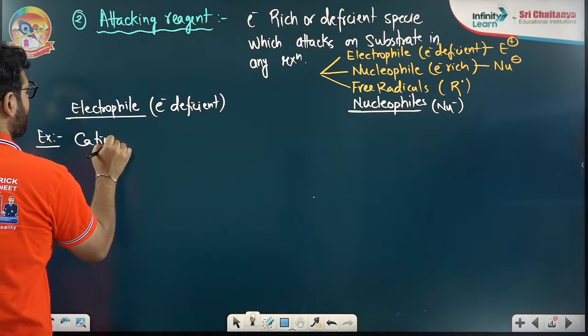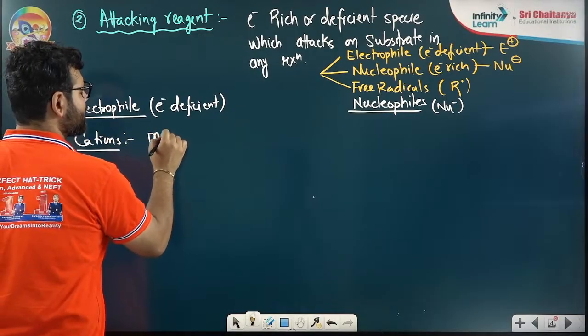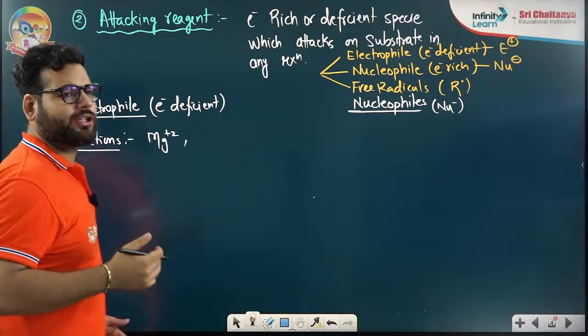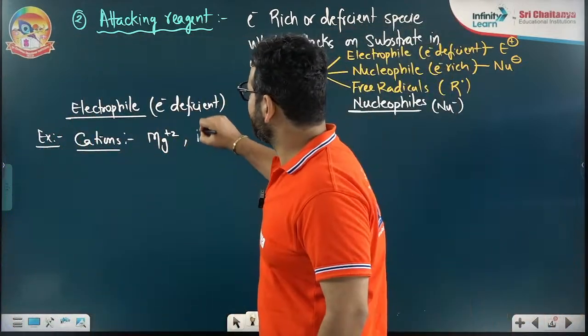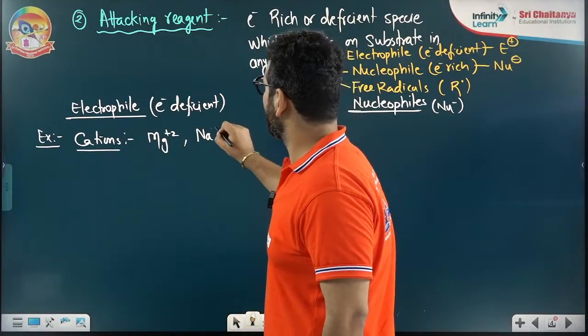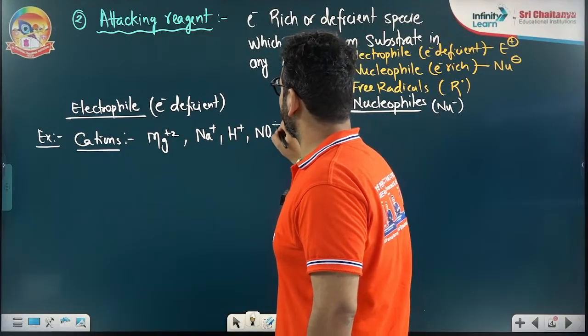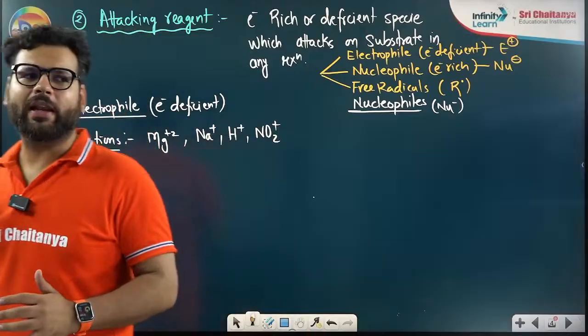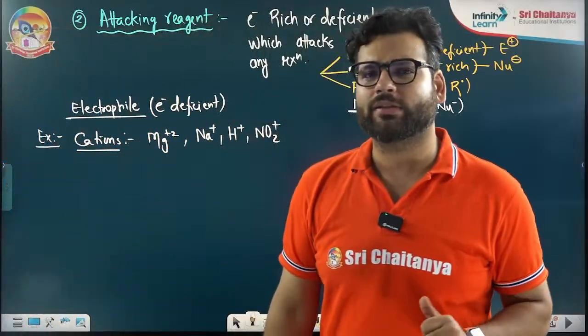Cations. You can write the example of any cation, Mg plus 2. Obviously, to become magnesium, it needs to gain 2 electrons, so it is electron deficient. Na positive. H positive. NO2 positive.